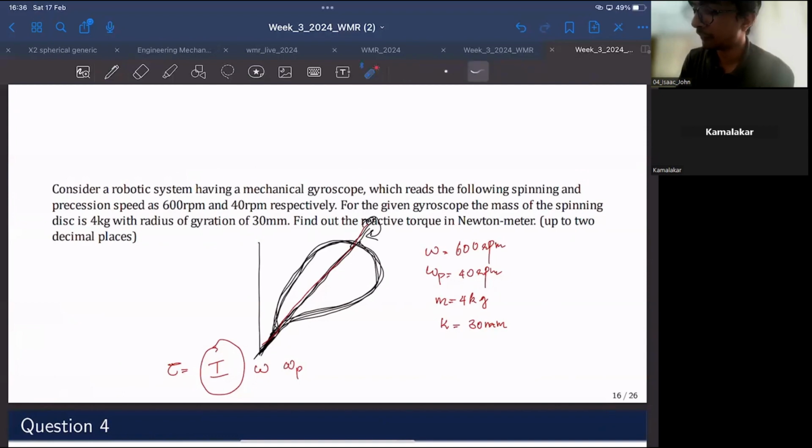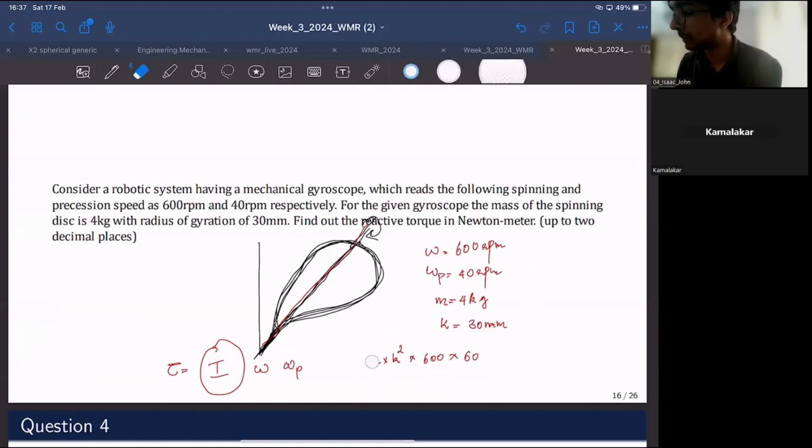Despite this, the moment of inertia is not directly given. So how do you calculate the moment of inertia? You are given the mass and the radius of gyration of the top. So moment of inertia is mass times the radius of gyration squared, m k square. Then you have this omega, 600. Then you also have the precessional angular velocity, omega p. But if you simply substitute this, you won't get the right answer. Everything will have to be converted into SI units. So how do you do that?